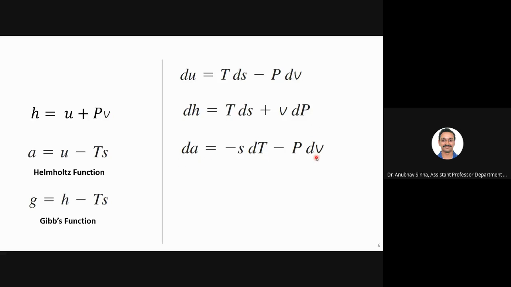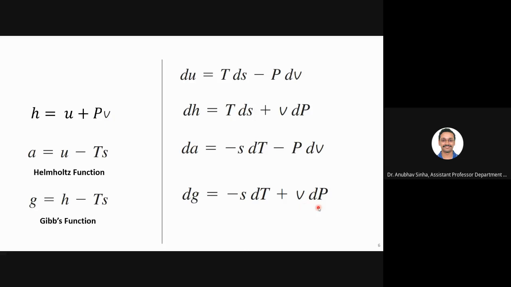Similarly, I can write for dG. So dG will be dH minus TdS. So dH is this much. Okay, if you do minus TdS, if you differentiate this, you will get TdS minus SdT. Okay, so TdS minus TdS will get cancelled. You will get dG is equal to minus SdT plus VdP.